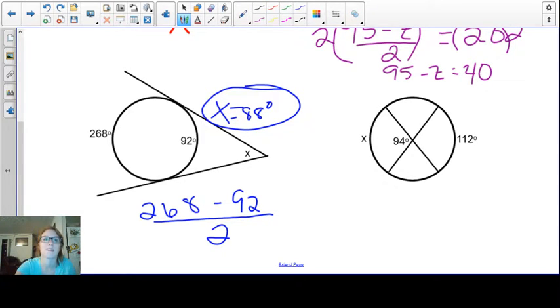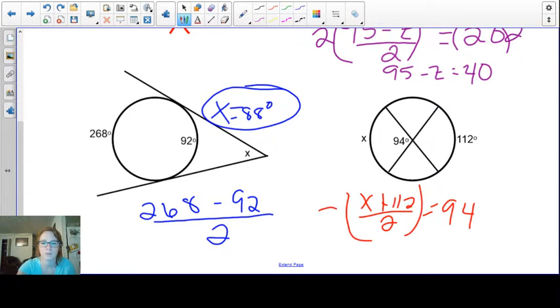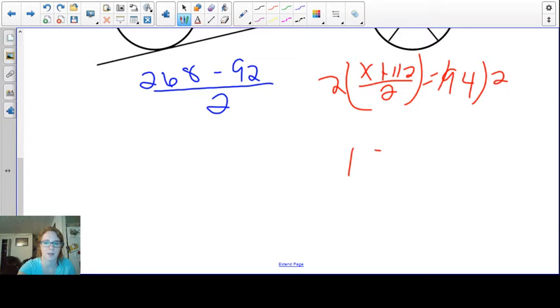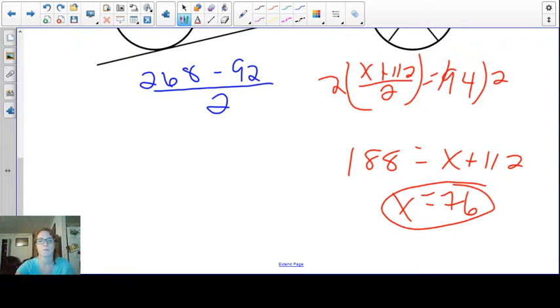And then this one is on the inside, so I have x plus 112 divided by 2 is equal to 94. Let's start first by multiplying both sides by 2. That gives me 188 minus the 112. X is equal to 76. So not too bad on those first 4.